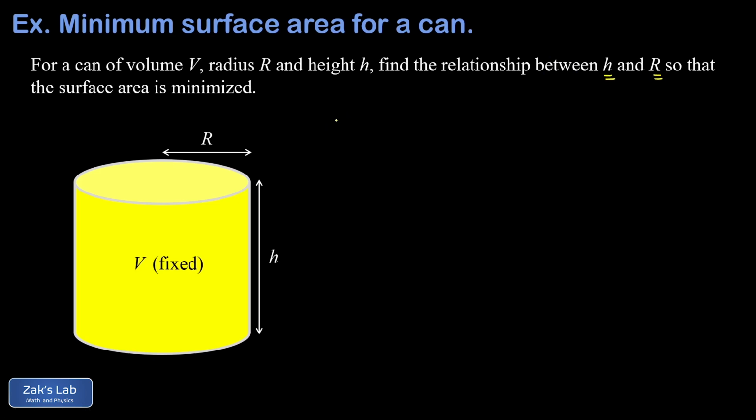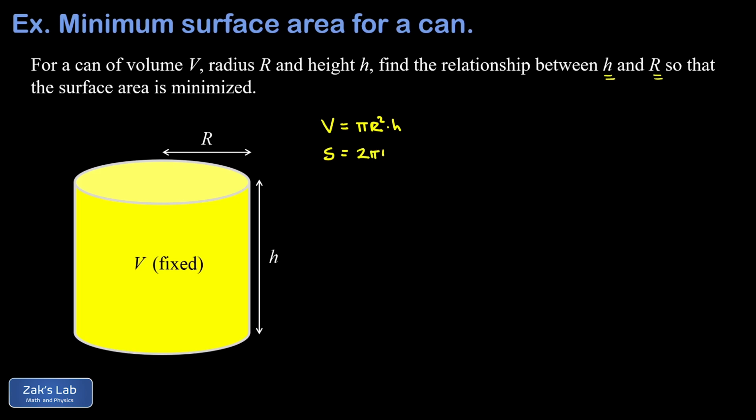So just to start things out, I think I'll write down an expression for the volume of this can and an expression for the surface area. And the volume is going to be the area of the base, which is pi r squared, then multiplied by the height. The surface area is going to be the area of the top and the bottom plus the curved side of the can. So the top and the bottom each have an area of pi r squared because those are circles, and I have two of those.